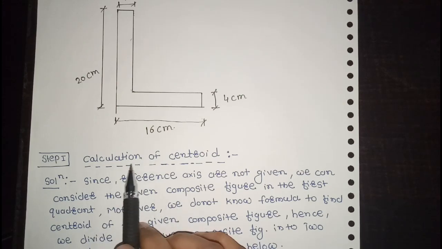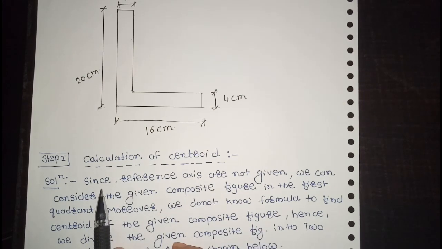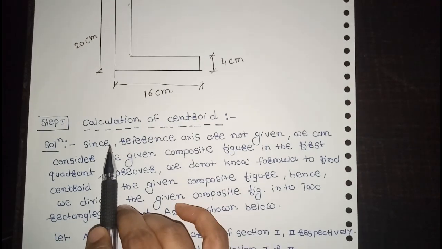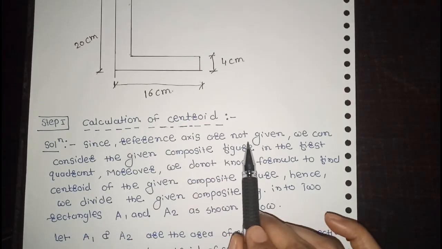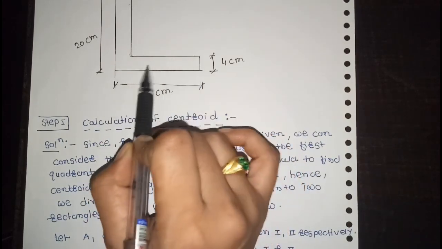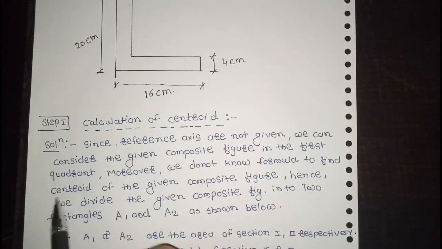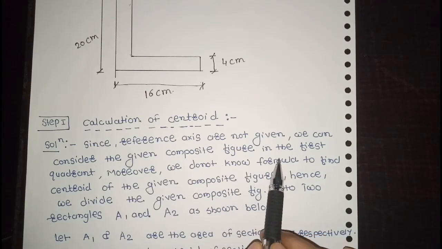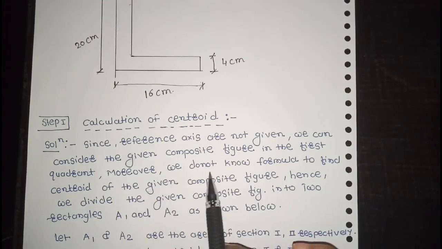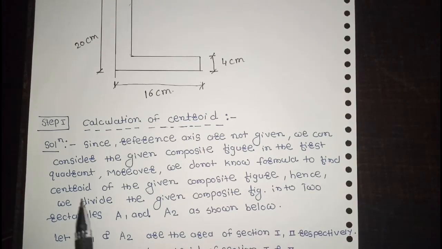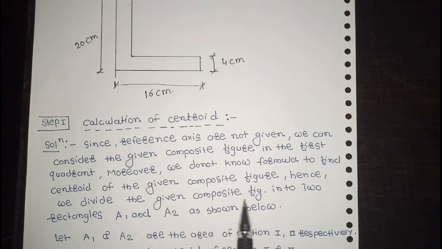Step first, calculation of centroid. Since reference axes, means x and y axis, are not given, we can consider the given composite figure in the first quadrant. Moreover, we do not know the formula to find the centroid of the given composite figure. Hence, we divide the given composite figure into two rectangles, A1 and A2, means area of cross section of first section and area of second section, as shown below.